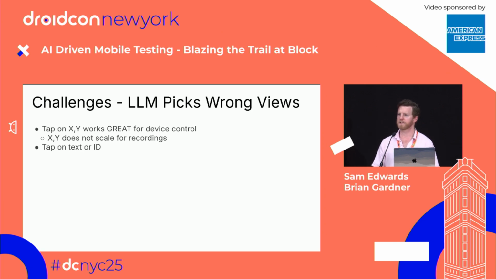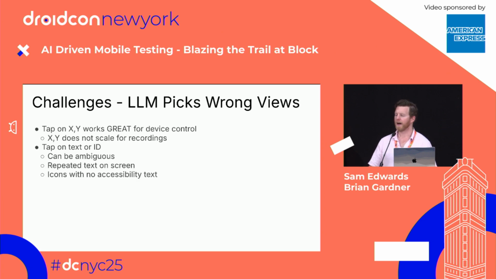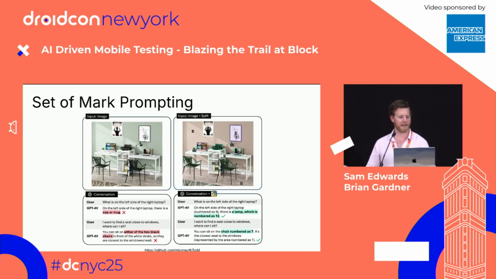So next we moved on to, okay, we'll tap on the text or tap on something with the ID. But even this can be a little ambiguous, especially the text portion. So we needed something a little bit different. Repeated text on the screen, that's not great. If you have icons on there with no accessibility text, that's bad. Not accessible apps are not good. But this is a really easy way to find them because the model would be like, hey, I want to tap on this thing, but there's no identifier for it to tap on, so it'll just fail to do so. So we needed something else to handle this.